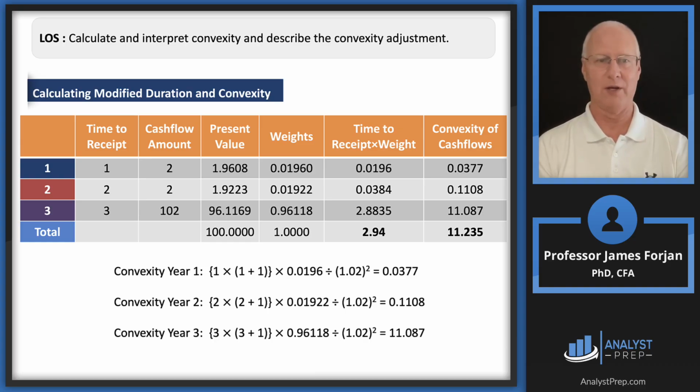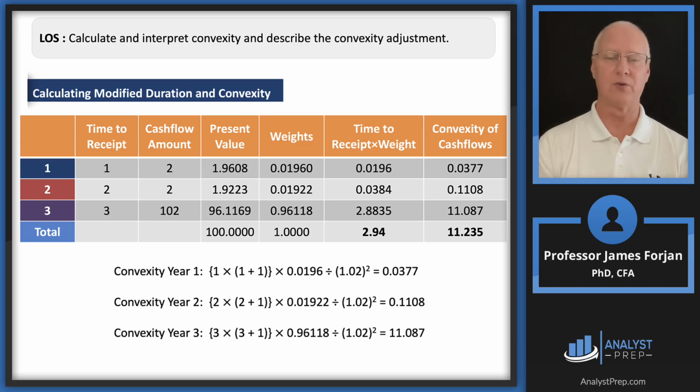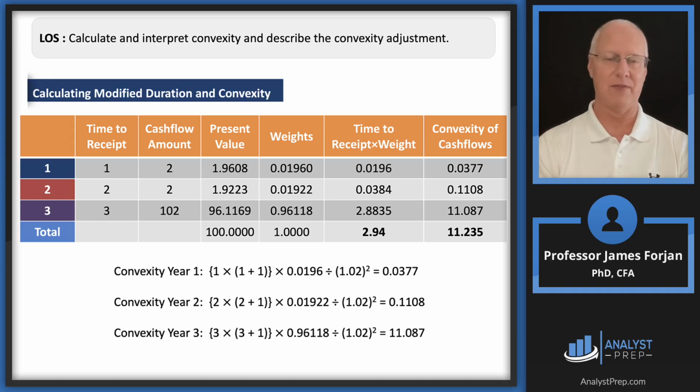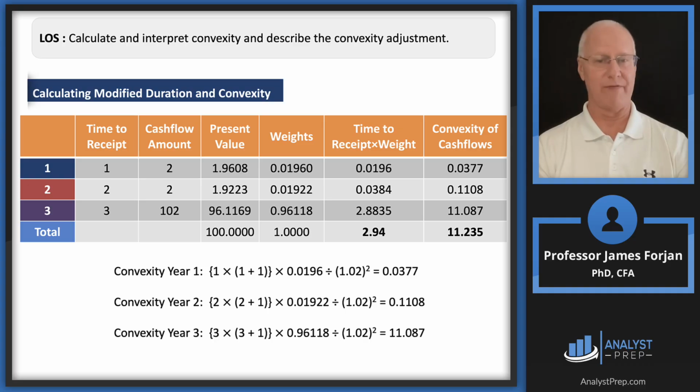All right, so what we're going to do is take that time to receipt column. So there's 1, 2, 3. So look inside of the brackets. There's 1, 2, 3. What we're going to do is multiply that by column 1, 2, 3, plus 1. So that plus 1 is standard, right? So look at that inside of the parentheses, we're going to have 1 times 2, then 2 times 3, then 3 times 4. And then if we had a year 4, we'd have 4 times 5.